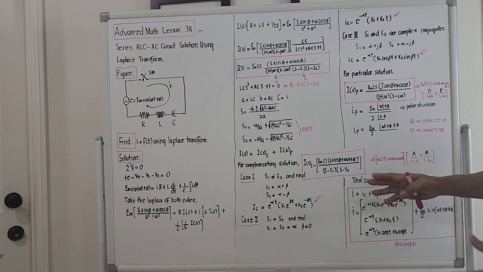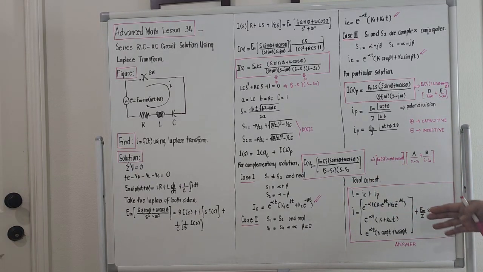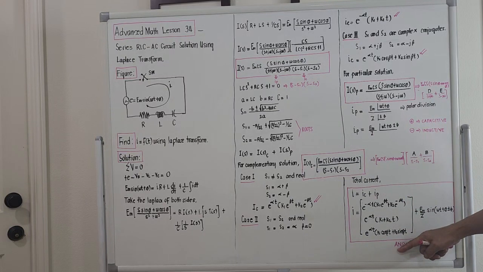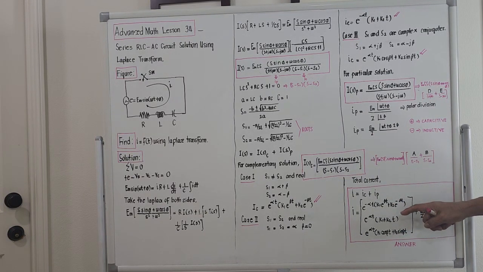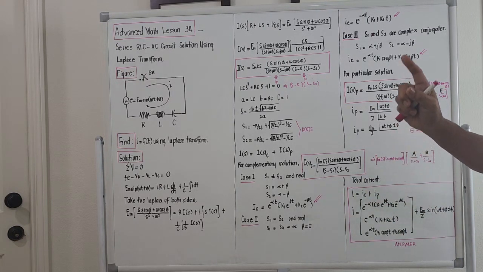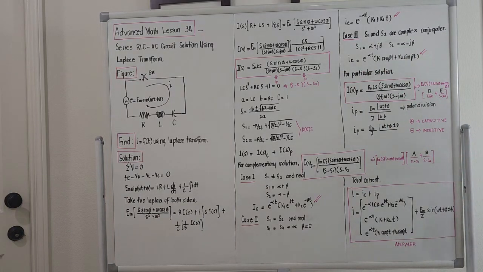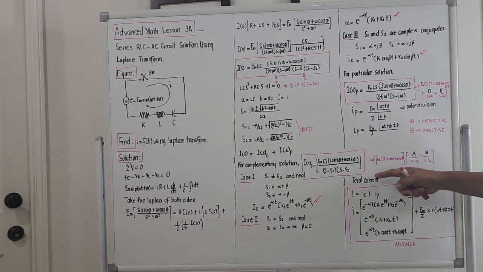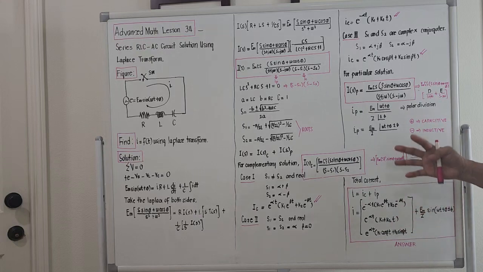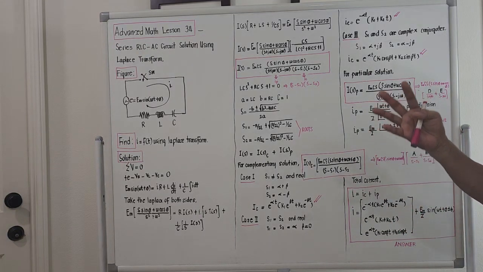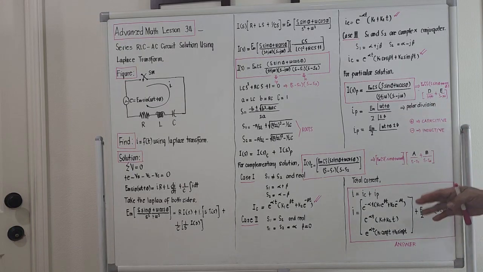For the complementary part, we have three cases. That's why there are three equations here: case number 1, case number 2, and case number 3 for the complementary solution. And for the particular solution, it is just one equation, E sub m over the impedance times sine of the quantity omega t plus angle p plus or minus angle theta. This is the total current as a function of time from the previous classical solution, the differential equation. So for tonight, we will derive this equation by using Laplace transform.